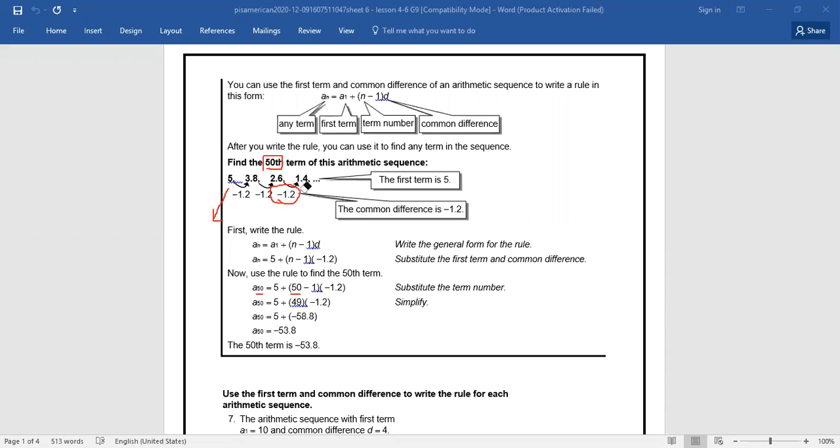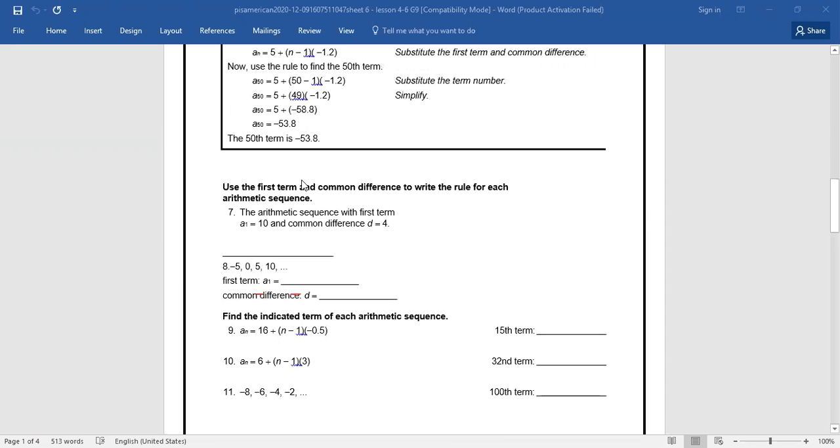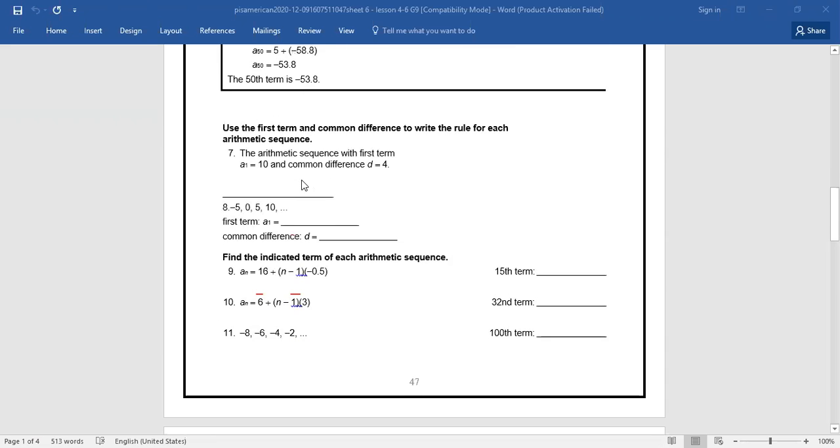So we have a general form in case we want to find the 50th, 20th, 30th term, and so on. It's your turn now, grade 9. Use the first term and the common difference to write a rule for each arithmetic sequence. Is there anyone who can remind me of the pattern, the equation, the general form?